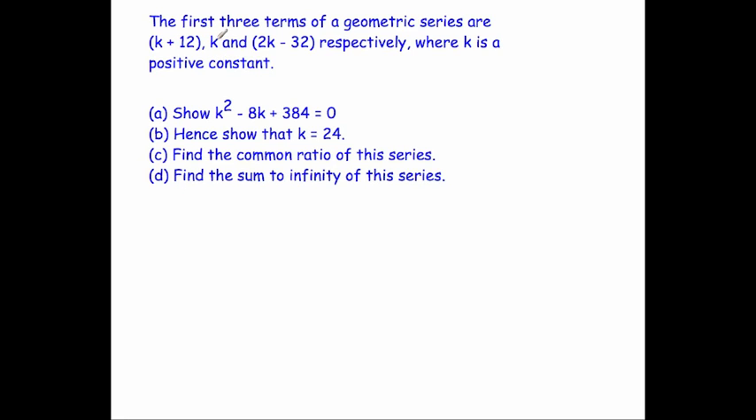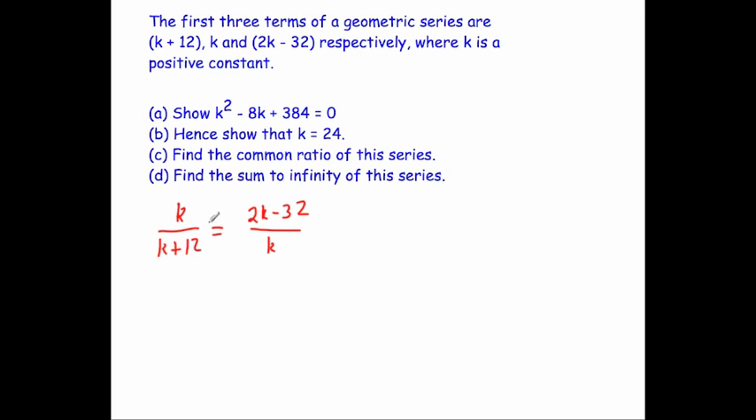So let's divide the second term by the first term, and that would be r, because if you divide the second term by the first term, you'd get r. And let's divide the third term by the second term. So we divide 2k minus 32 by k. So both of these expressions are equal to r, the common ratio. So we can put them equal to each other.